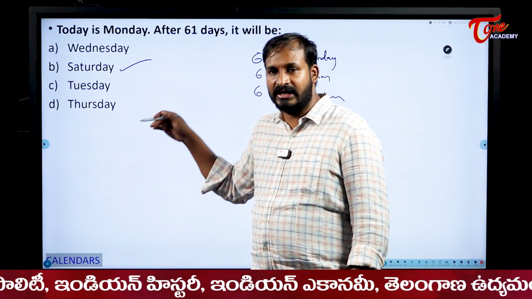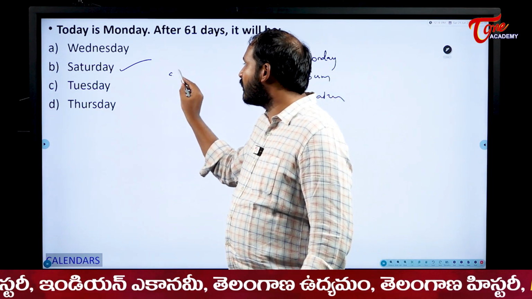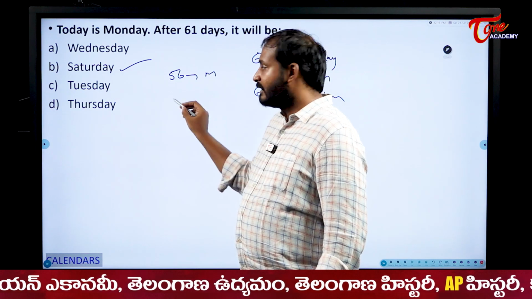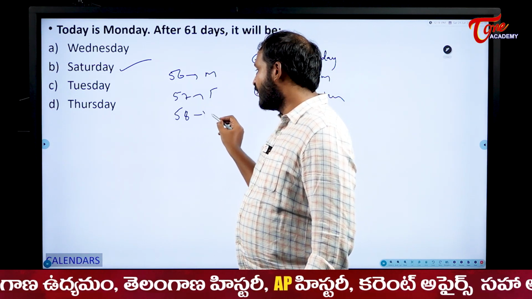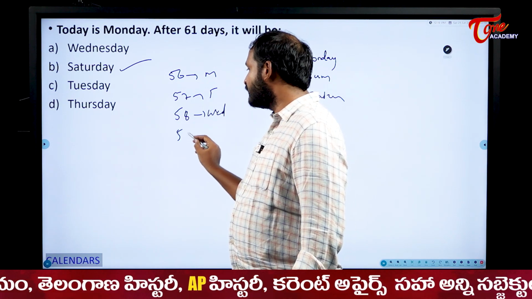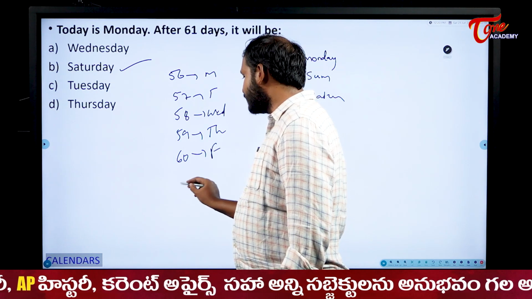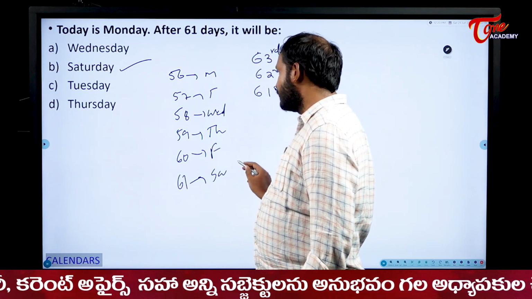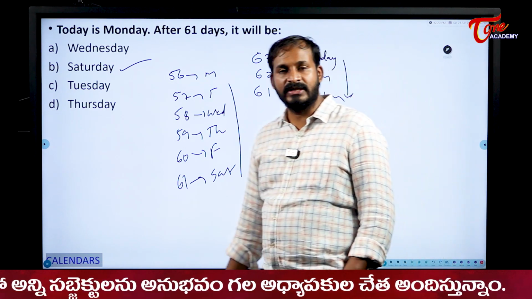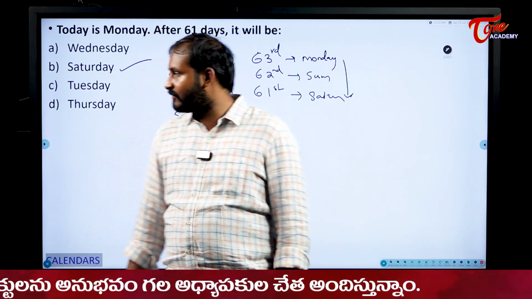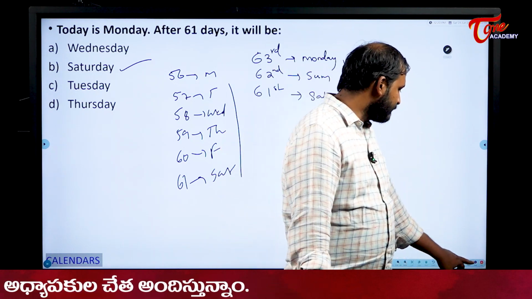See, this is 61, right? I came backward. You can go forward also. 56th day will be once again what? Monday. 57, Tuesday. 58, Wednesday. 59, Thursday. 60, Friday. 61st, Saturday. You can go forward or you can come backward. Just you need to observe the 7 multiple. That's it. Next one.